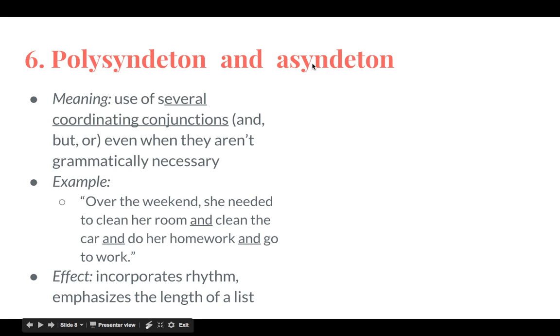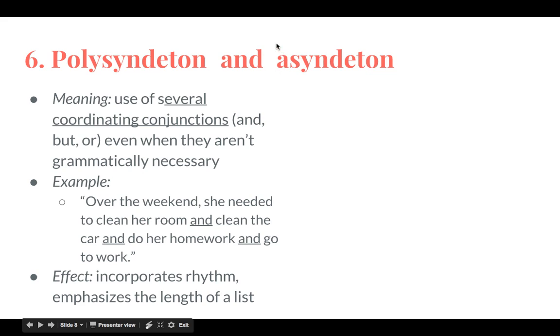And a good way to remember the difference between these two: when you see the root poly at the beginning of this, that means many, right? We've talked about this before, polygamy, polyglot. Whenever we see poly, we should keep that in mind. So this means having many coordinating conjunctions.